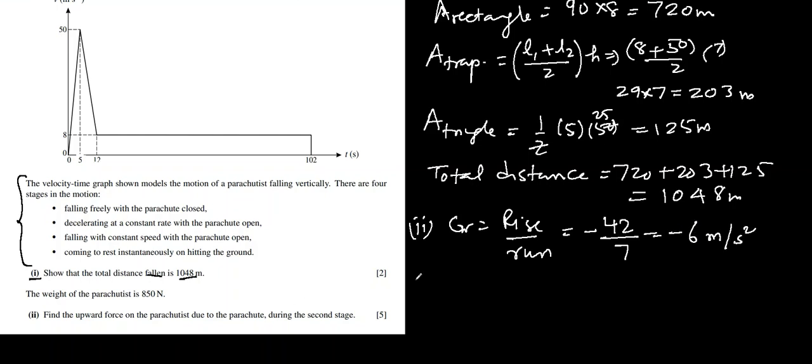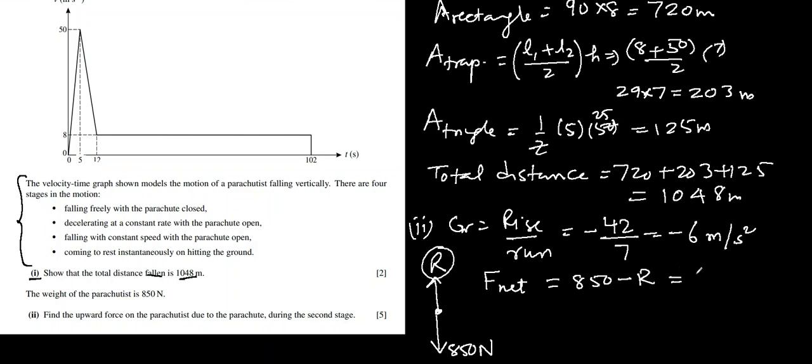So we know acceleration. Let's draw the free body diagram now for the parachutist. 850 Newton is his weight downwards, and there is a resistance force upwards, we don't know, and that's what they're asking us to find out. This is the R. So we know that F net, because it's moving down, will be 850 minus R, which is equal to mass times acceleration. Mass is 85 kilograms because it is 1/10 of 850 Newton. That is mass times acceleration due to Newton's second law, minus 6.